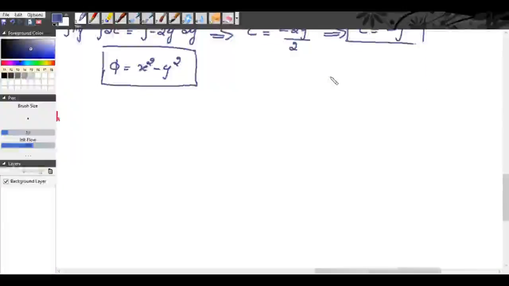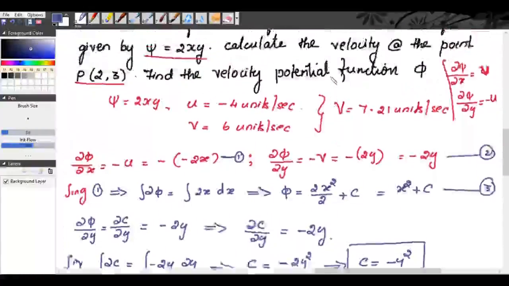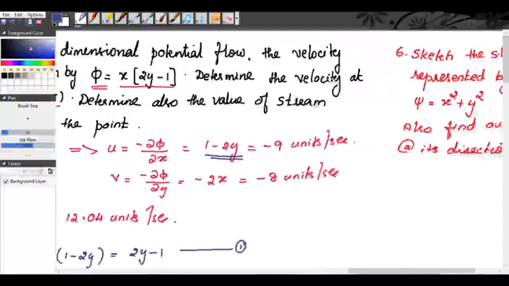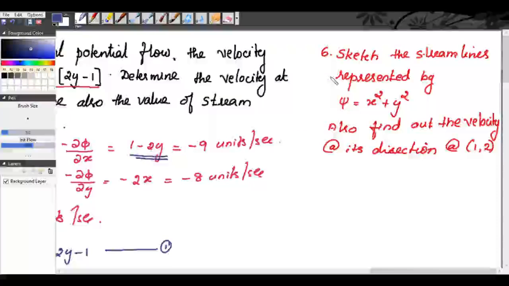Now we will move on to our last problem. Sketch the streamlines represented by psi is equal to x square plus y square. Also find out the velocity and its direction at (1, 2). So how will you do this? It is given psi is equal to x square plus y square.